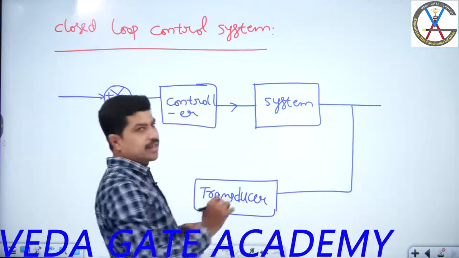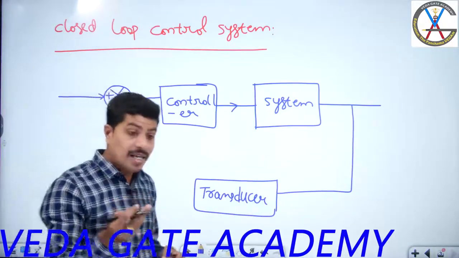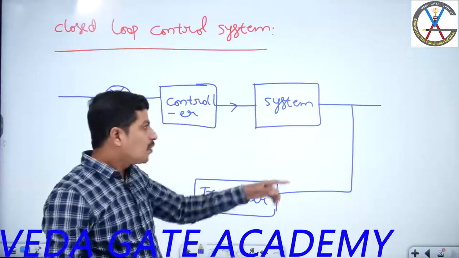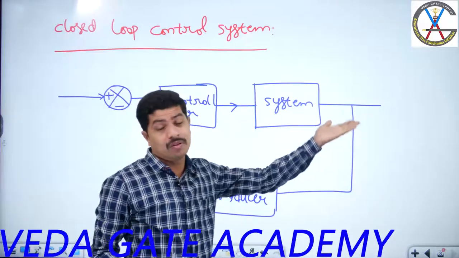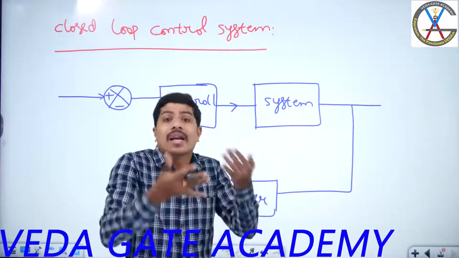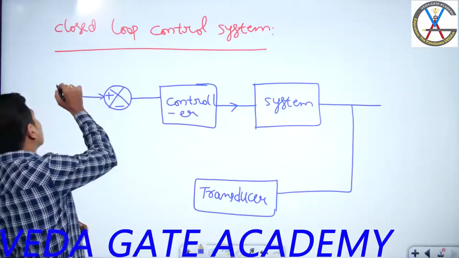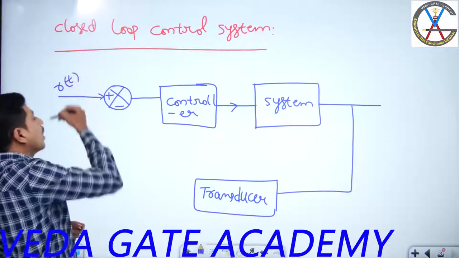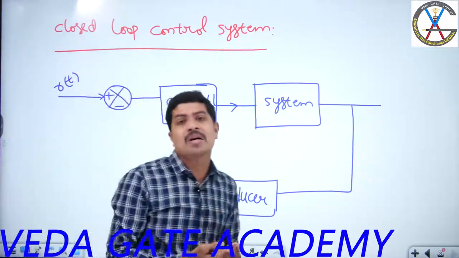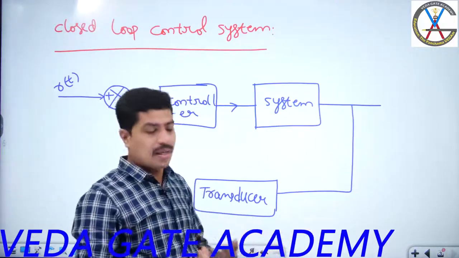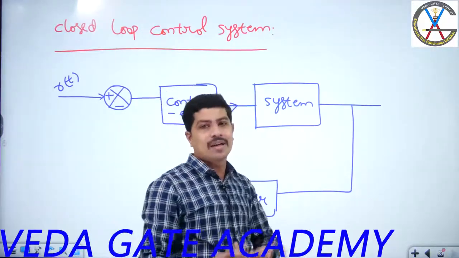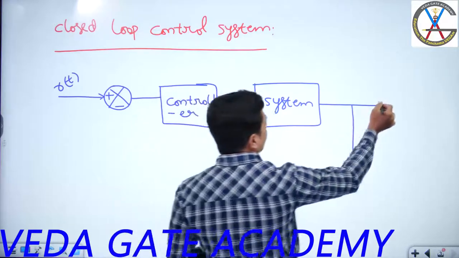It need not necessarily be a transducer always. For that example, we want to convert the mechanical movement of the lift, that is the fifth floor, fourth floor, or third floor, into an electrical signal. Why? Because here the input is an electrical signal. Two electrical signals can be compared. Two mechanical signals can be compared, but not one mechanical with one electrical or one chemical with another electrical. It's not possible.